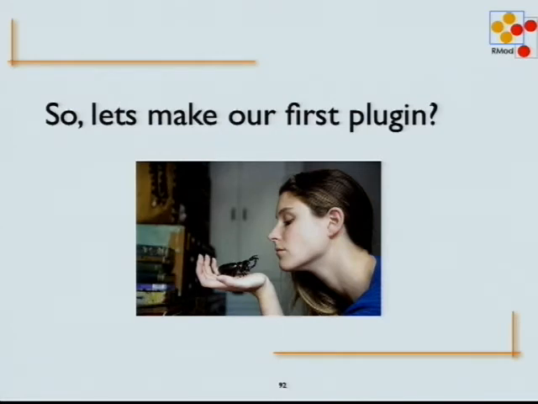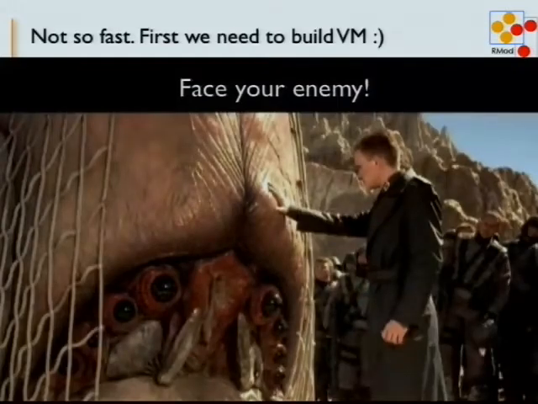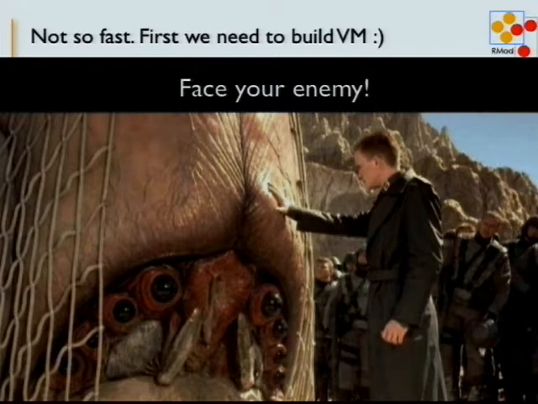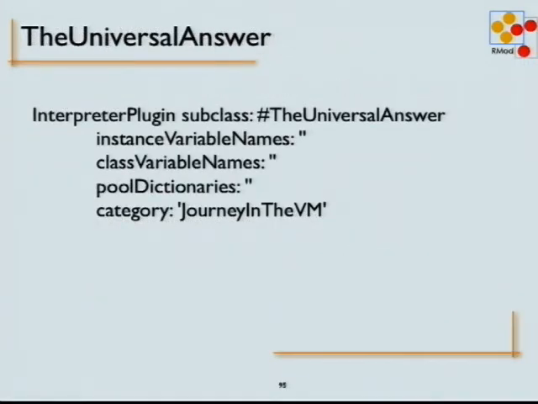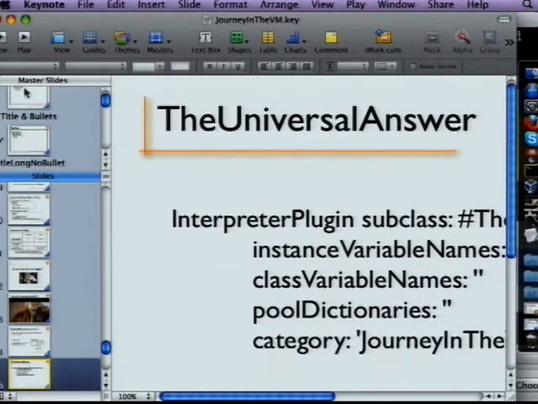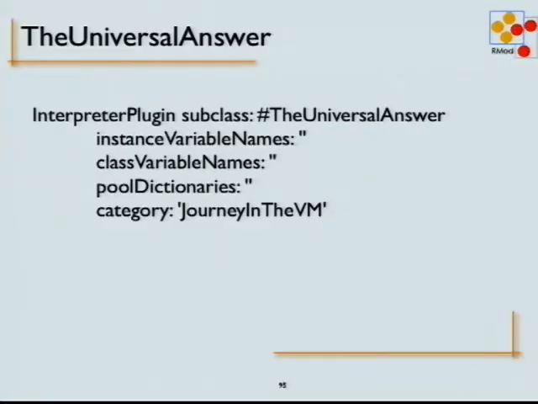So we're ready to make our plugin. We've done this, so we can skip this scary slide. And this. Okay, so just open your browser in the image we used for generating the VM, and create a new class. I will leave it like that so you can copy-paste.